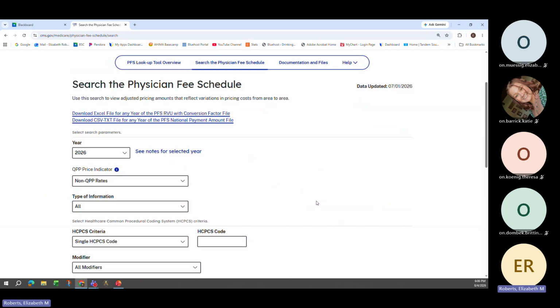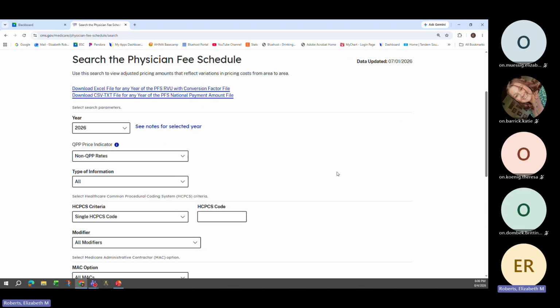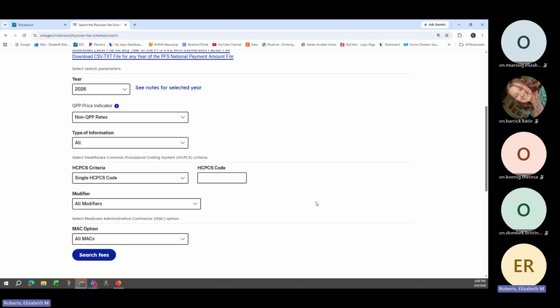Okay, so this is going to allow us to identify the billable amount, the amount that CMS, i.e. Medicare, prices out any code. I shouldn't say any code, but the codes that they do price out. They don't price out every single code. It's only the ones that they cover. So let's just use an office visit code.